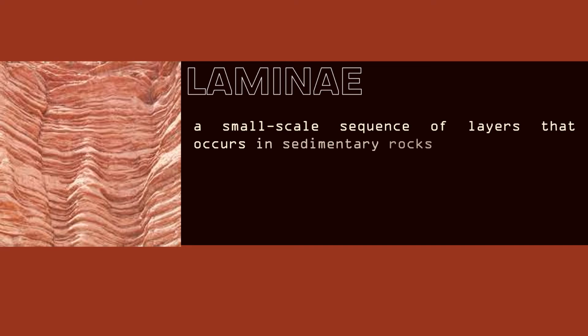Next, we have here the laminae. Laminae is a small-scale sequence of layers that occurs in sedimentary rocks. So, laminae is a layer thinner than 1 centimeter. Lamination can occur as parallel structures, or parallel lamination, or in different sets that make an angle with each other, or cross lamination. It can occur in many different types of sedimentary rocks, from coarse sandstone to fine shales, mudstones, or in the evaporites.